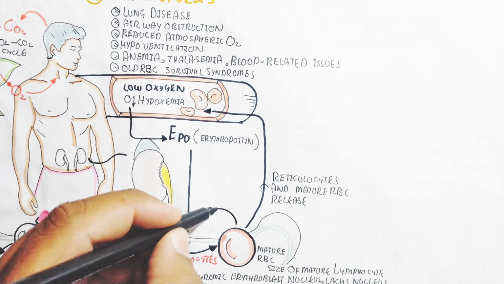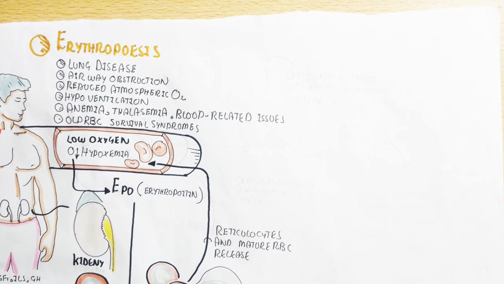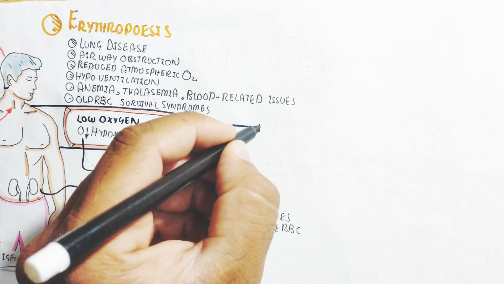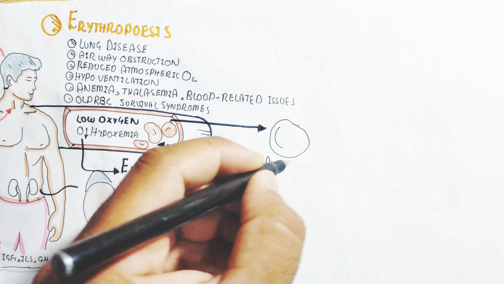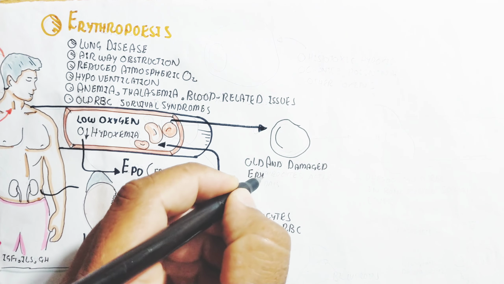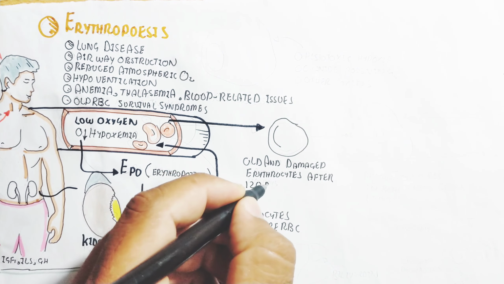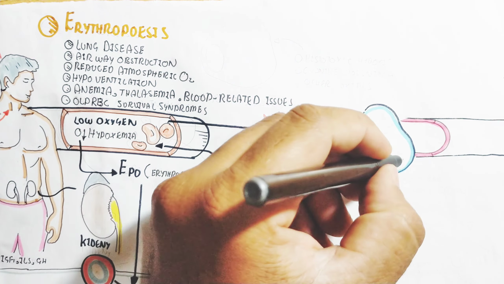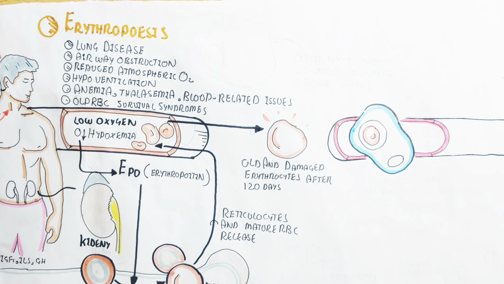Depletion or deficiency of oxygen, hypoxic shock and hypoxemia lead to increased RBC production. The old and damaged erythrocytes after 120 days should be recycled. How is that possible? The RBC are phagocytosed in the bone marrow, spleen, and liver, which recycle them.